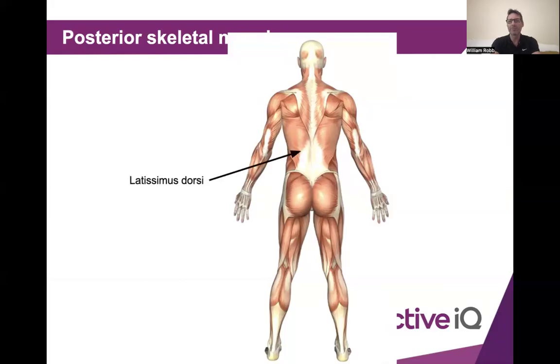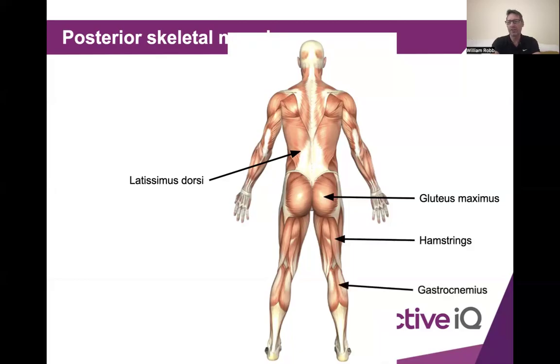We have the latissimus dorsi. So if you're thinking about using the lat pull down machine, the muscles you're exercising are the latissimus dorsi. The gluteus maximus in your bum. Hamstring muscle group in the back of your upper leg. Gastrocnemius that make up part of the calf muscle. Soleus that make up the second part of the calf muscle.